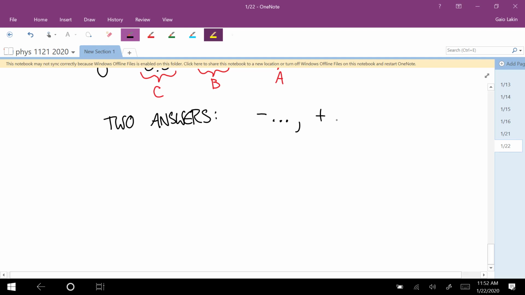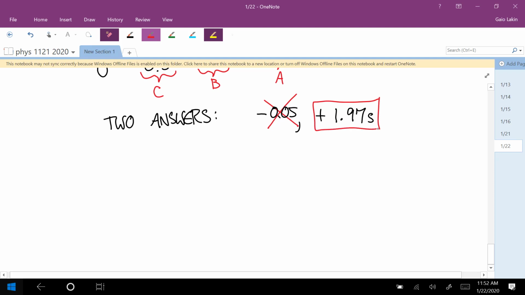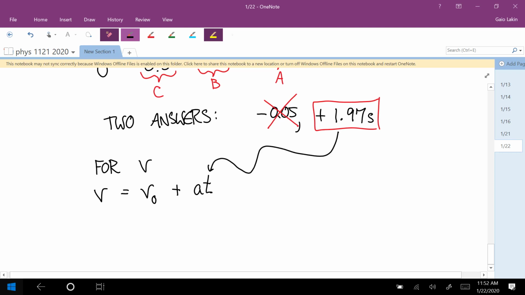Oh, for time. Okay, yeah. I was thinking of velocity. Sorry, say it again, 1.97? Okay. And what did you get for the negative one? Negative 0.05. Okay, well, we're not dealing with negative times. That happened before it's thrown. And so this is the answer. And then to find the velocity at that instant, you can use the equation v is equal to v0 plus at. Plug that in for the time and it'll give you the velocity. Okay, thanks.